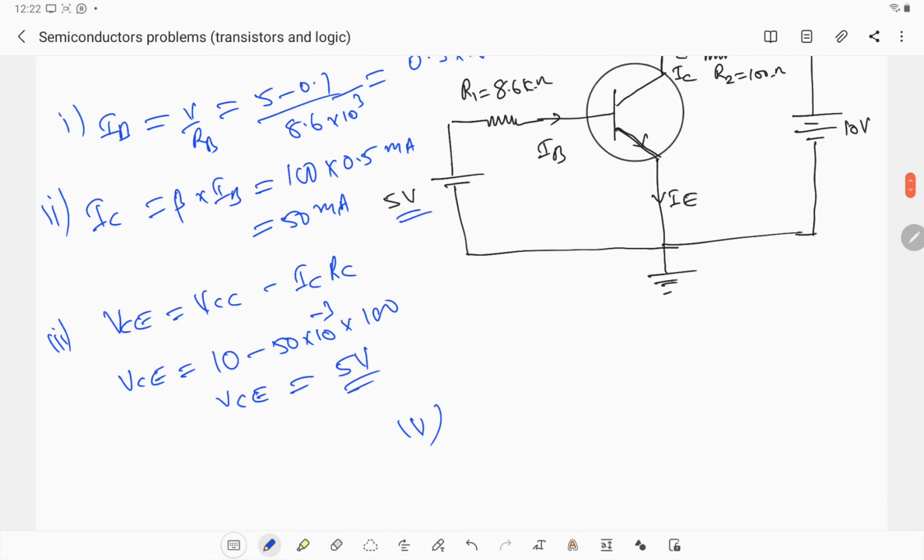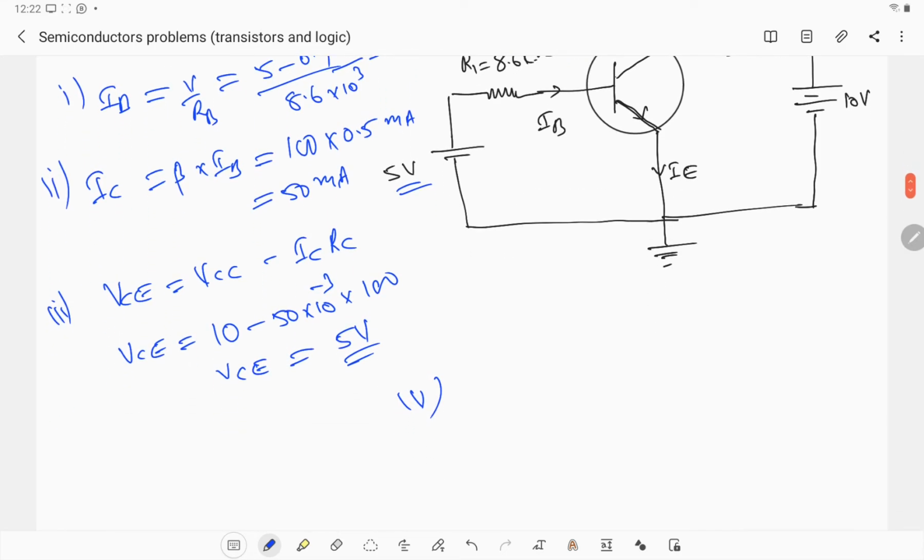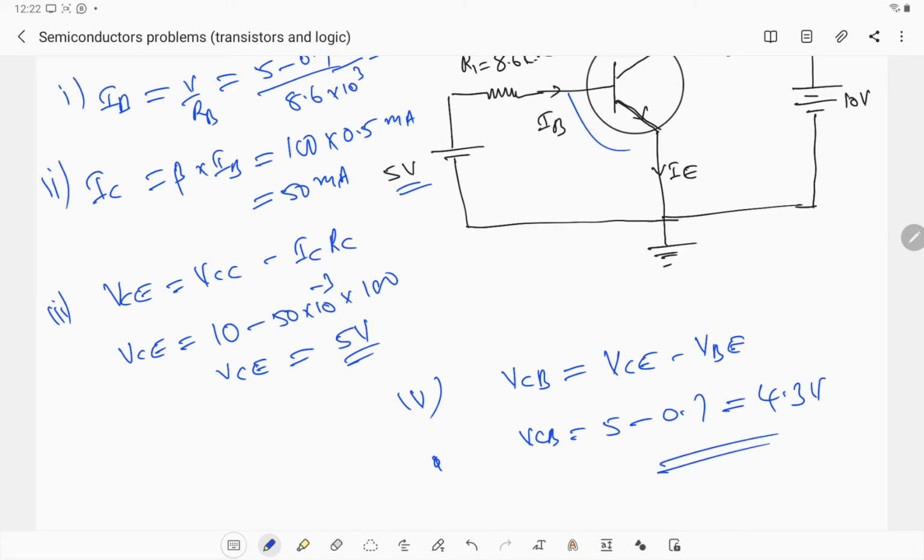And the fourth one, collector base voltage VCB. So VCB we can write down as VCE minus VBE. Therefore, VCB is equal to VCE, given as 5 volts, minus VBE, here the potential is 0.7. This becomes 4.3 volts.